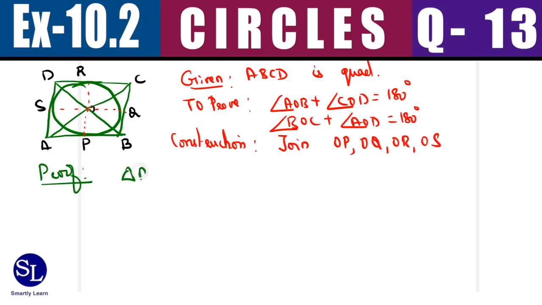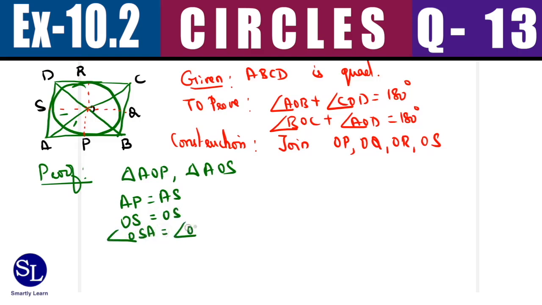So in triangle AOP and triangle AOS, between these two triangles, I'm just indicating with a line. So these two triangles, we're going to show the congruency. So we know that AP is equal to AS because tangents from an external point are equal. We have OS that is common to each other. And we also know that angle OSA will be equal to angle OPA, which will be equal to 90 degrees. Why? Tangent from an external point will be perpendicular to the radius at the point of contact.